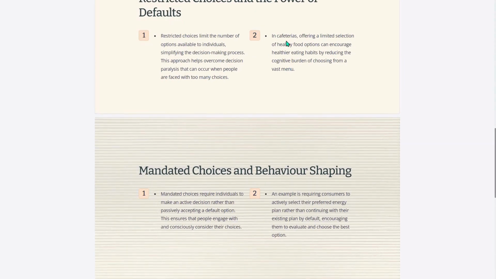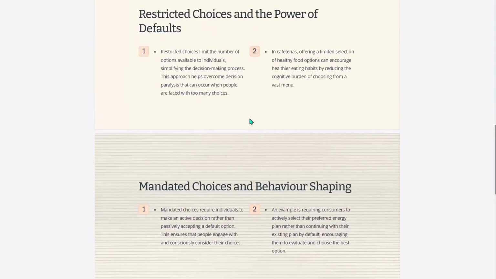For example, in cafeterias, offering a limited selection of healthy food options can encourage healthier eating habits. Correct? Rather than customers choosing from the vast menu, because maybe a vast menu may have many unhealthy foods. Instead of having a vast menu of tons of unhealthy and healthy food, they just have a small section of all healthy food, and that way they have to pick a healthier choice anyways.